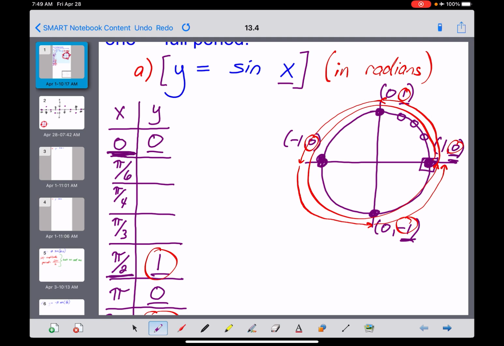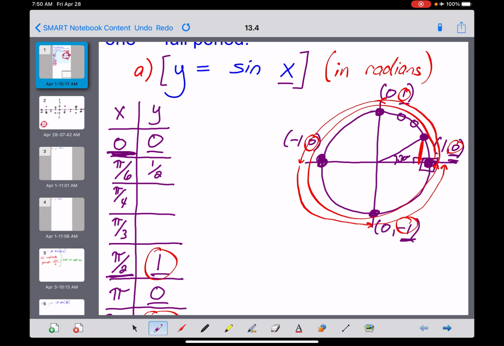So at pi over 6, we're talking about this point right here. And if I drew my triangle, it looks something like that with a 30-degree reference angle. Sine, once again, is your y-coordinate, everybody, the length of this piece right here. And hopefully you guys have this down from earlier in the chapter. That y value right there is 1/2.